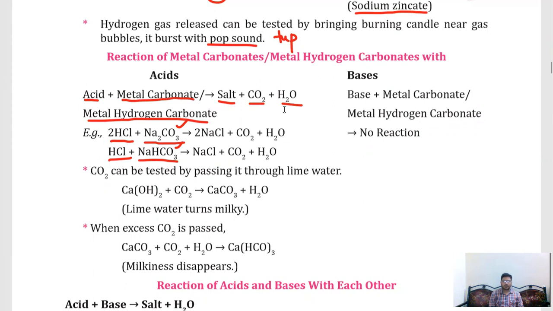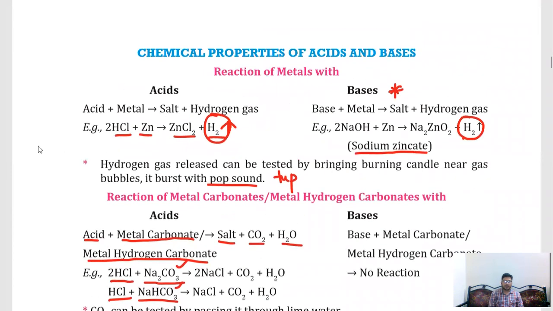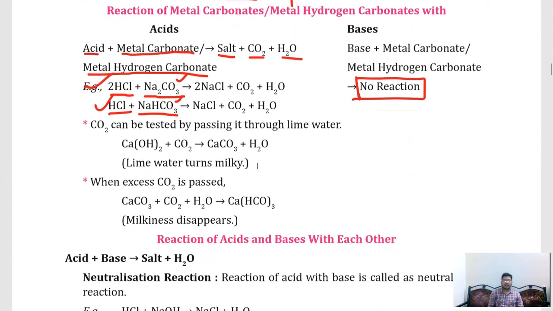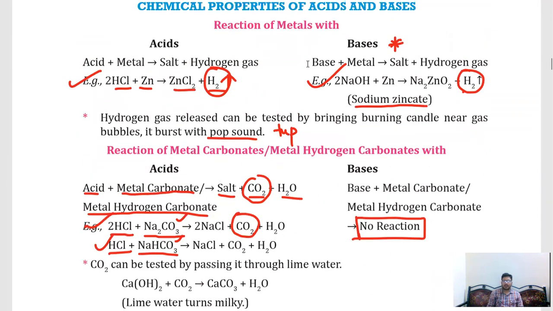So these equations are important. Here this equation is important, here this equation is important. You have to read and go through them. And coming to base plus metal carbonate or metal hydrogen carbonate, there is no reaction. It will not react with a base. And here what gas is produced, guys? CO2.